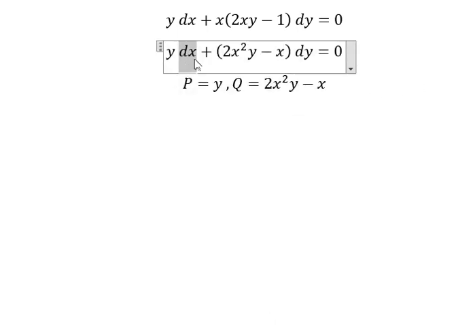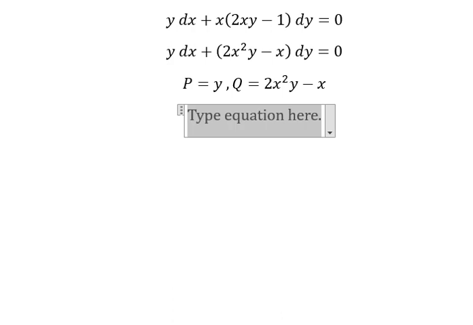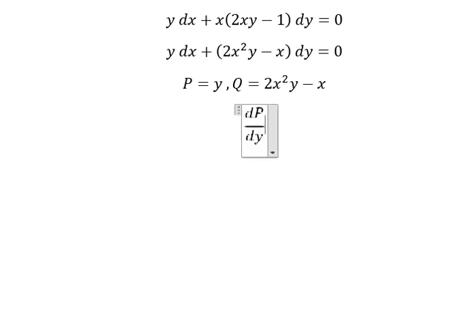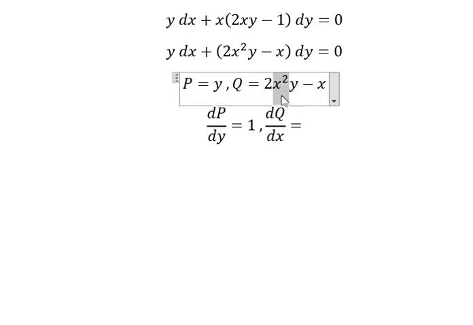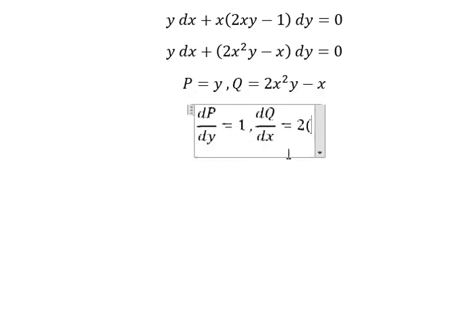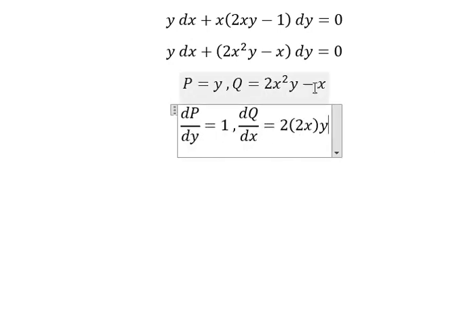So we have dx, that means we need to do first the derivative of b with respect to y. So we have number 1. We have dy, that means we need to do first the derivative of q with respect to x. So this one we have 2x. This one we have number 1.